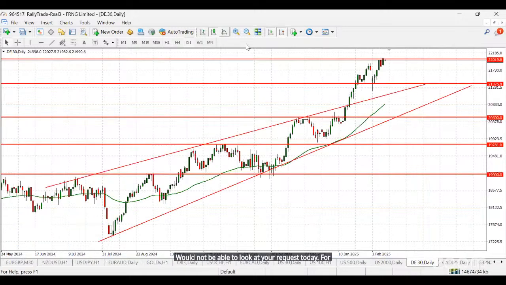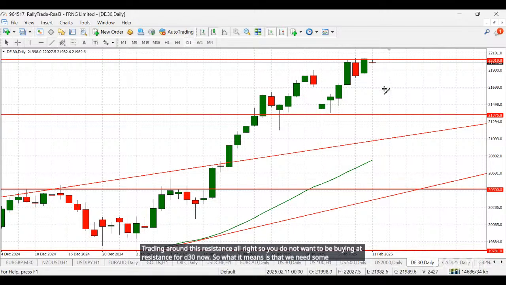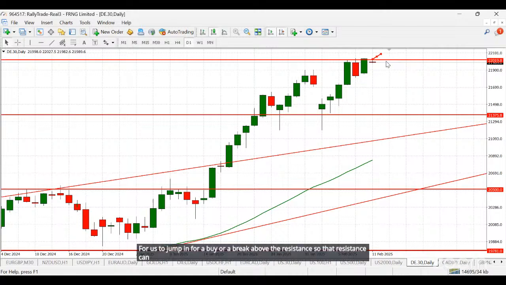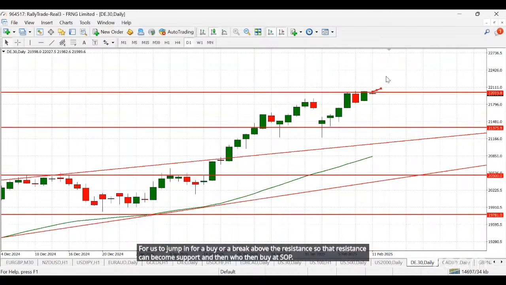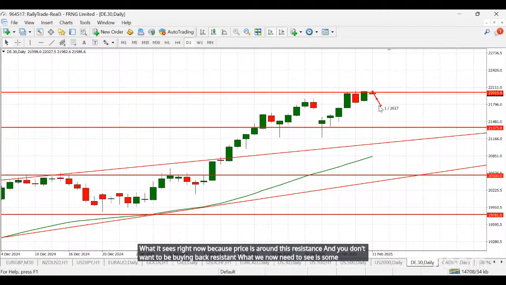For DE30, it's also quite bullish and currently trading around this resistance. So you do not want to be buying at resistance for DE30 now. What it means is that we need some retracement from that resistance for us to jump in for a buy, or a break above the resistance so that the resistance can become support, and then we buy at support. But as it is right now, price is at the resistance level, and you don't want to be buying at resistance. So either we see a retracement from that resistance, or we see a break above the resistance for the bullish move to continue for DE30.